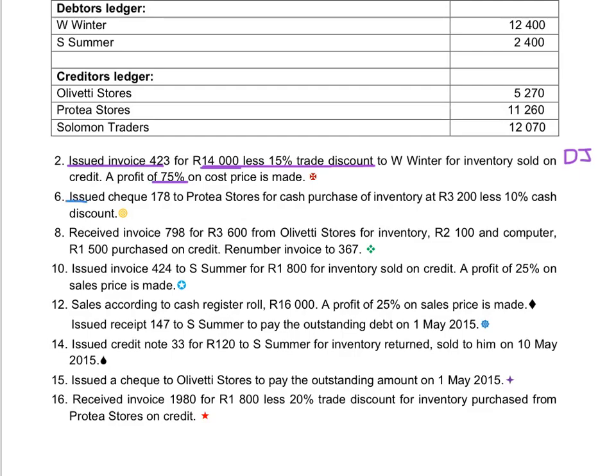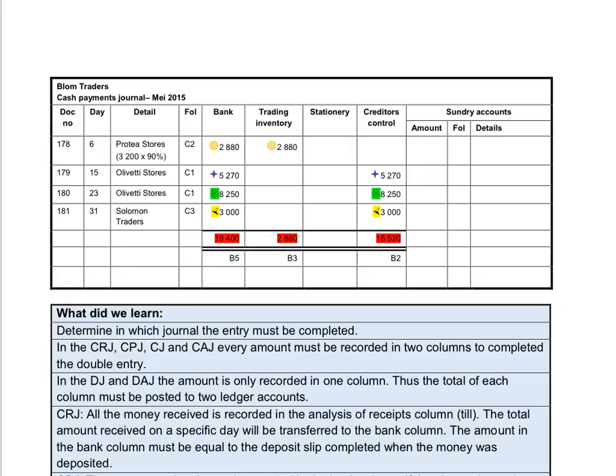Because we issue a check, it indicates that we are paying out money, so this entry will be recorded in the cash payments journal. In the cash payments journal, we will show that it is check number 178 that was issued on the 6th of May. The name that will appear on the check is Protea Stores, because that's the instruction to the bank, to pay this money to Protea Stores. We received 10% discount, so we will only pay 90% of the amount.